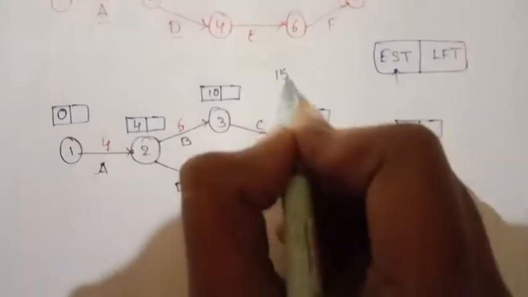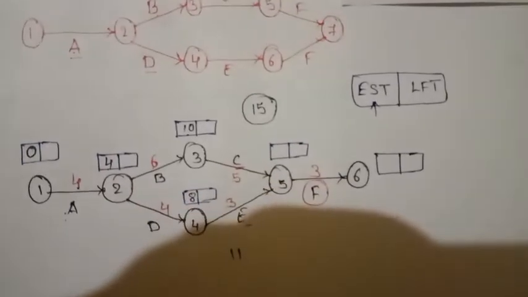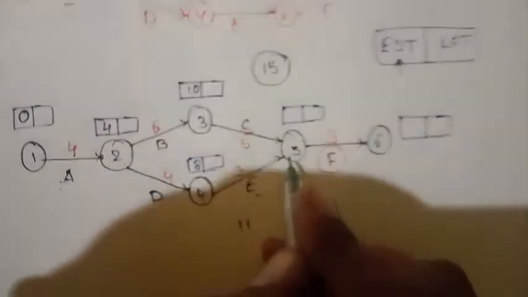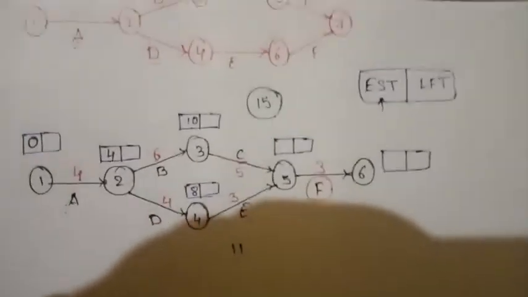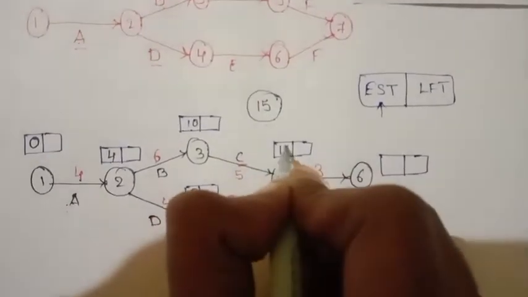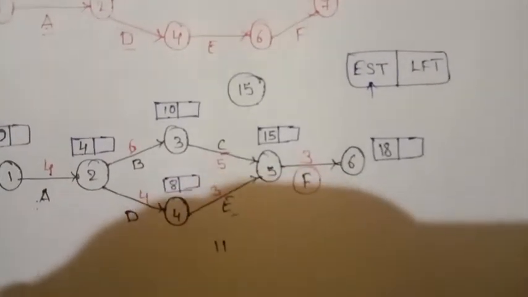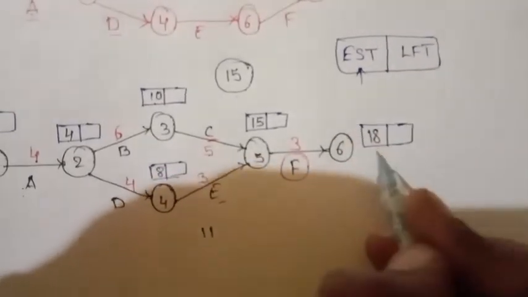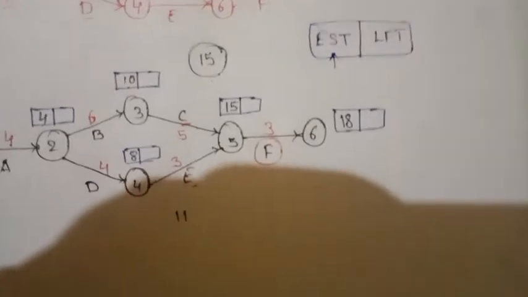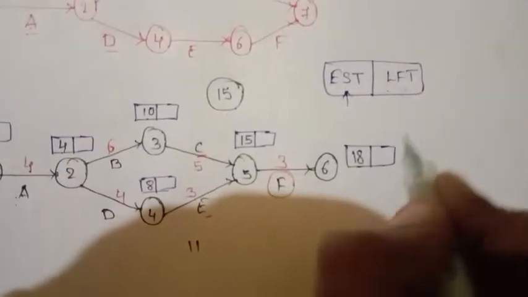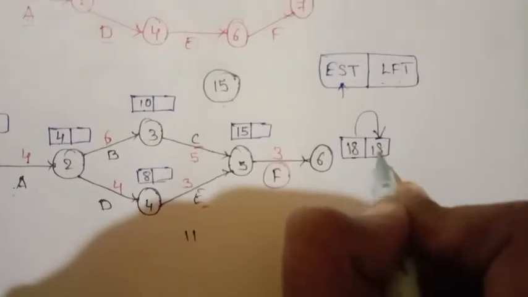What is the maximum value, guys? 15 is the maximum value. While moving from left to right, whenever an intersection comes, you need to represent the maximum value. It is 15. Now 15 plus 3 is 18. So the earliest starting time is 18. Since the earliest starting time is 18, the latest finish time should also be 18. Take the same value, 18.